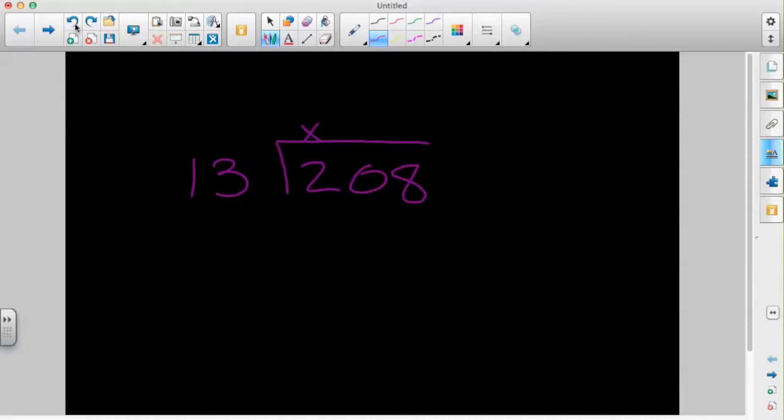And just so you know, what we're saying here is that 13 goes into 208 10 times, because this 1 is in the tens place. But let's focus on the process. 1 times 13 is 13, and now we subtract 20 minus 13.